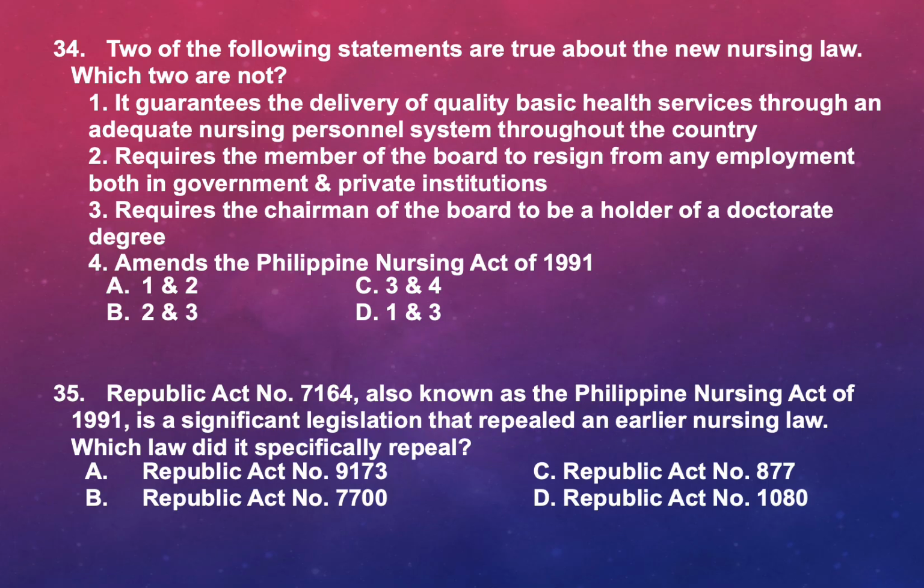35. Republic Act number 1764, also known as the Philippine Nurse Act of 1901, is a significant legislation that repealed an earlier nursing law. Which law did it specifically repeal? That is RA 877. After RA 1764 is RA 9173. Then RA 1080, that is regarding exemption of those who are passers of the board from taking the civil service exam. Answer is letter C.